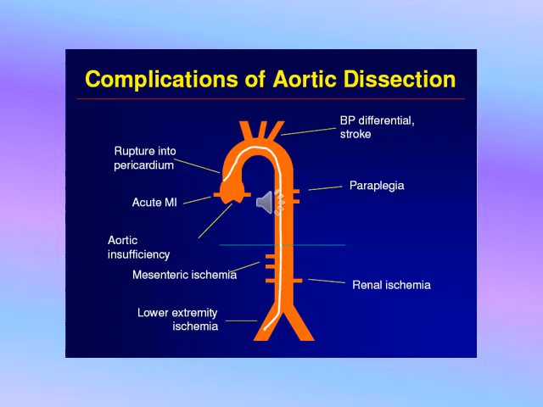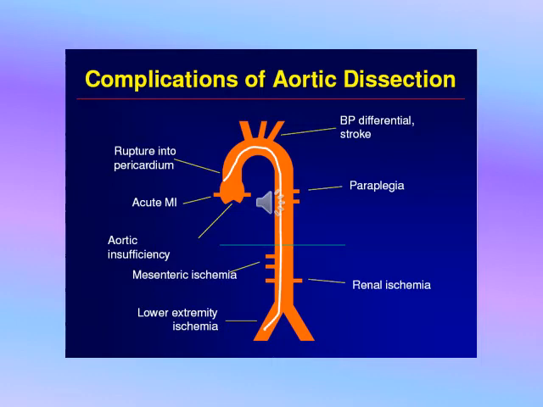This will cause hemopericardium, and in this acute setting it will mostly be tamponade, meaning quick, rapid compression over the heart from blood within the pericardial sac. If we go further onto the arch, which is very tricky and very serious, you'll find that the blood flow to the upper part of the body and to the brain will be compromised, with the brachiocephalic, left common carotid or left subclavian, so upper limbs and brain.